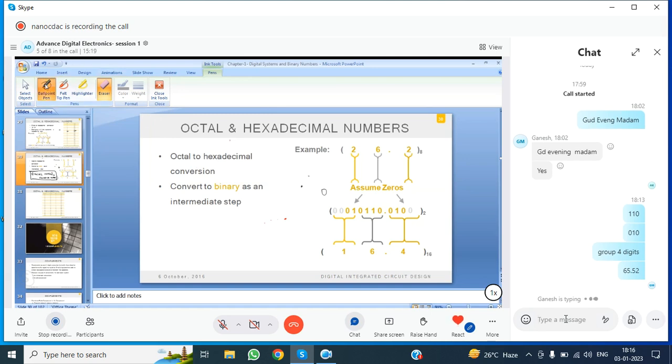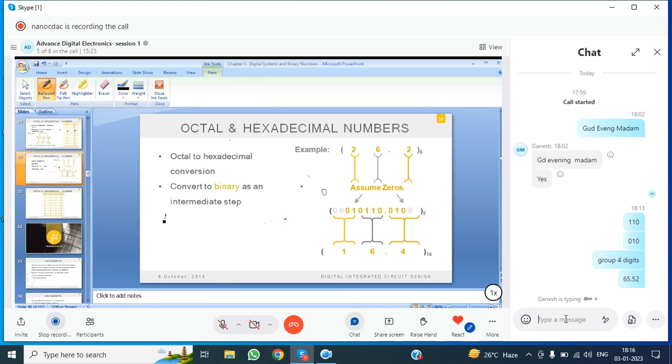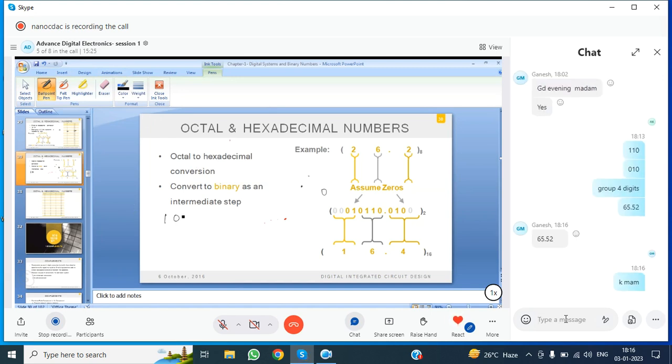Prashant, now you keep quiet. For others, you have to tell me. Yes, Ganesh, you also keep quiet. Now you both told the answers, right?